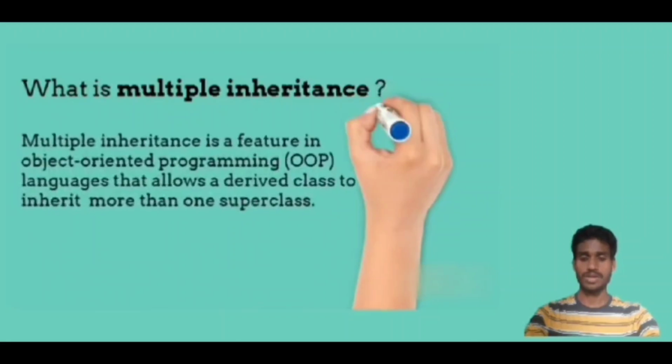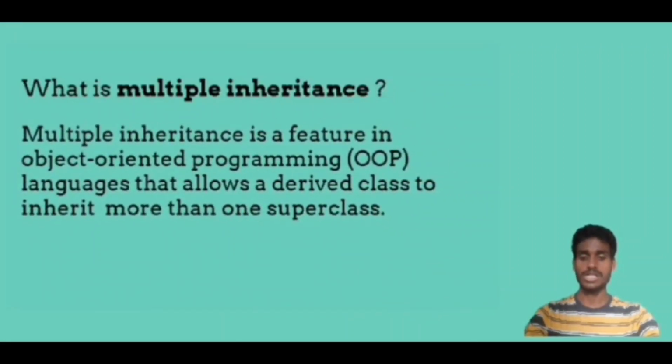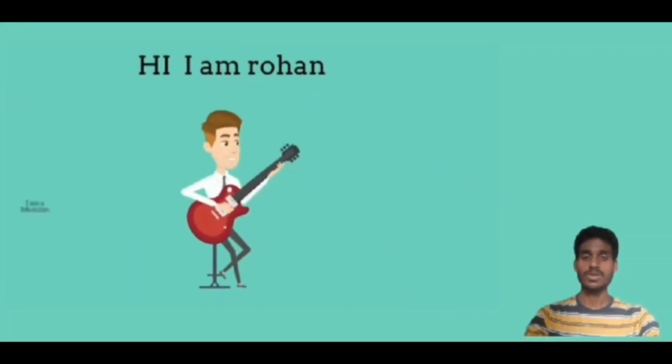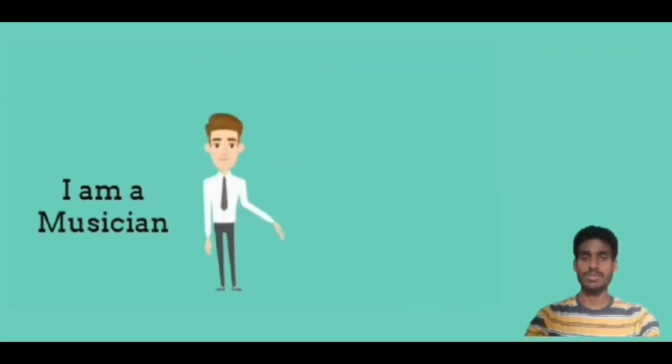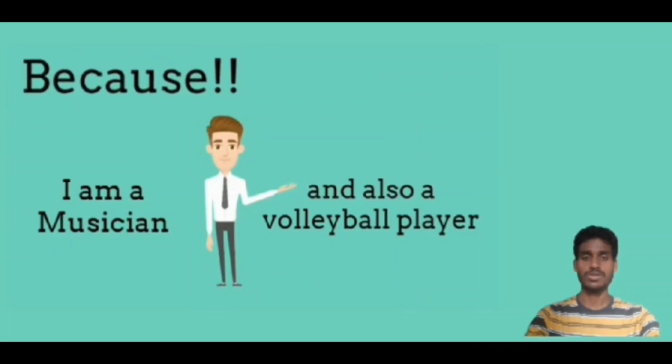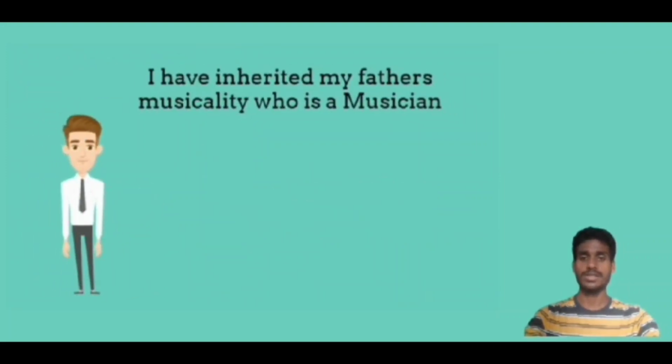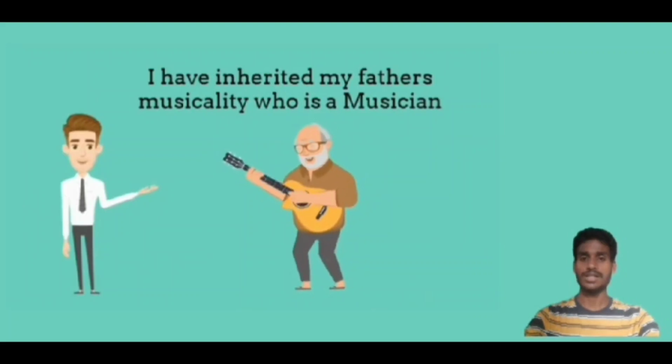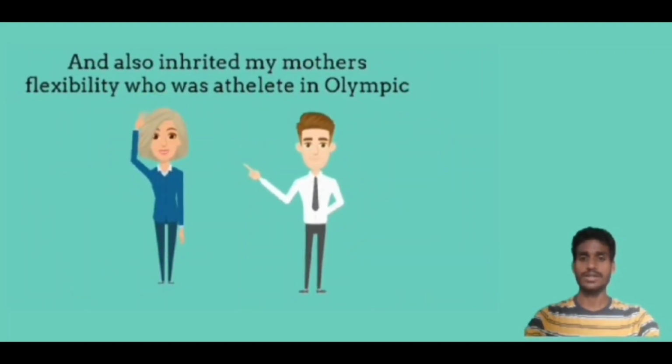What is multiple inheritance? Multiple inheritance is a feature in OOP languages that allows a derived class to inherit more than one superclass. For example, meet Rohan. Rohan is a musician and also a volleyball player, because he inherited his father's musicality, who is a musician, and he also inherited his mother's flexibility, who was an athlete in the Olympics.